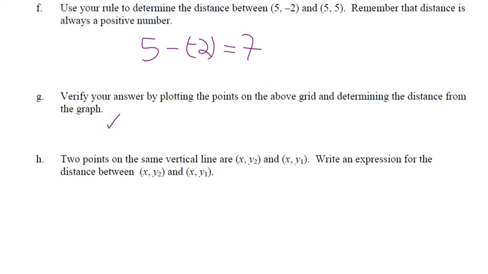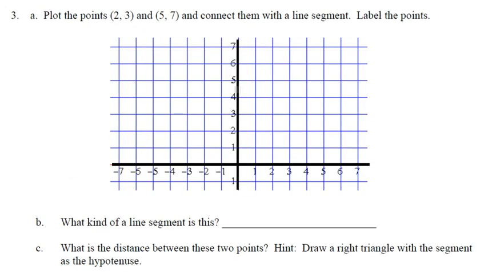Two points on the same vertical line are x comma y2 and x comma y1. Write an expression for the distance between x, y2 and x, y1. y2 minus y1. Questions? Okay, next page.